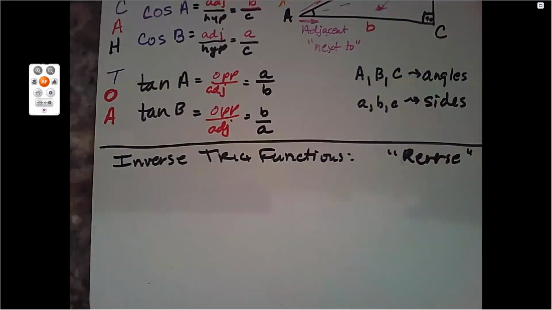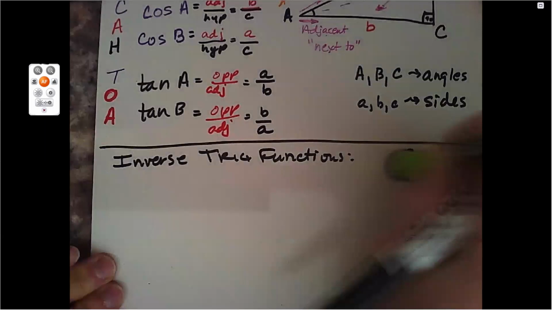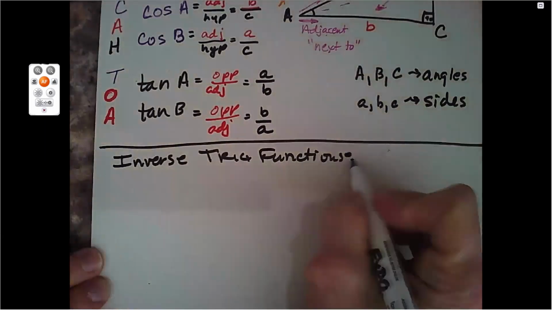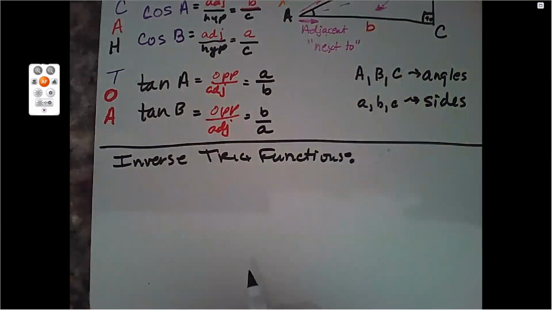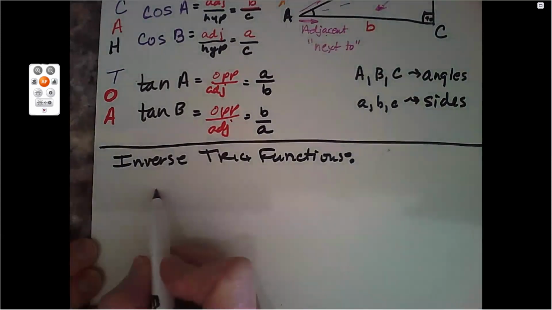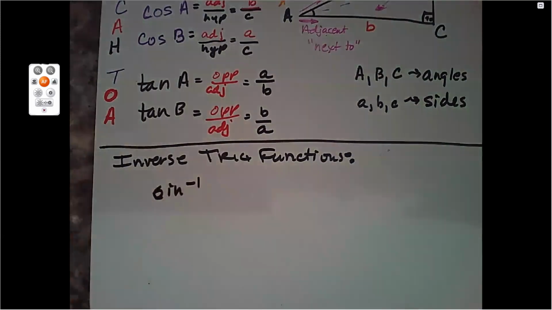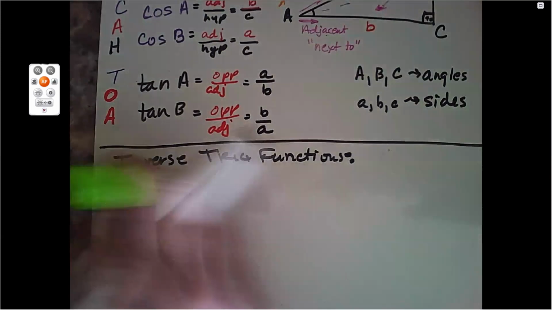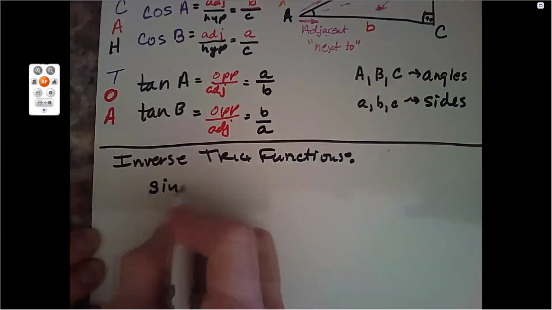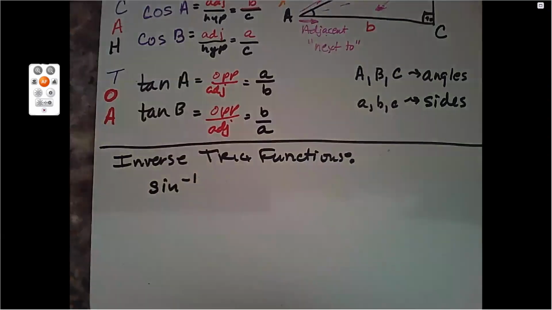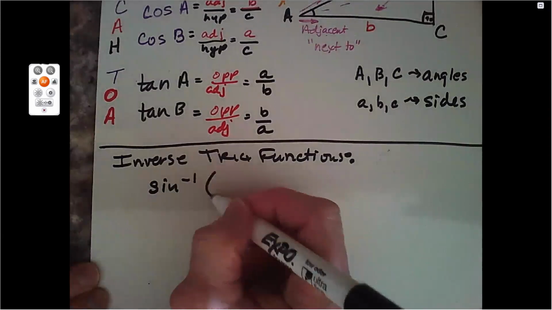All right, so it is similar to what we did with the square and the square root, or the cube and the cube root. We need a way to go in the opposite direction. So the inverse trig functions look a little different. They look like this. That is sine, sorry, having a little trouble with my black marker. Sine minus 1 is inverse sine. This is the reverse or undo button for the sine function.